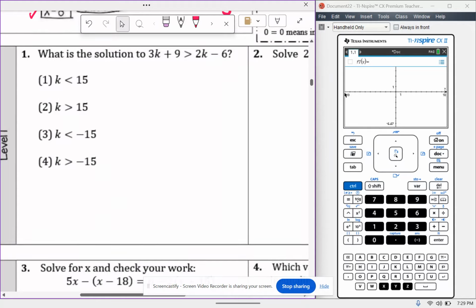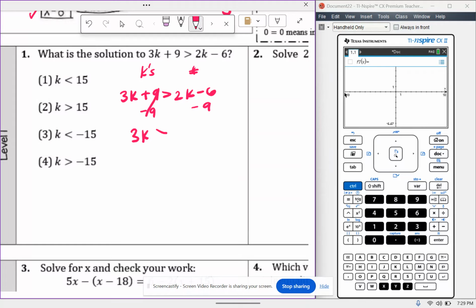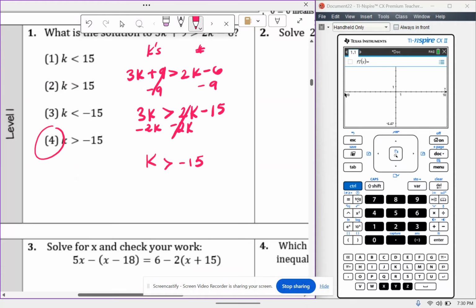Okay. So what is the solution to 3k plus 9 is greater than 2k minus 6? So let's go ahead and solve this by hand. I'm going to want to sort so I get all the variables, or k's in this case, on the left and all the numbers on the right. Okay, so I'm going to subtract 9 from both sides. Then I'm going to move the 2k over to be with the other k. And I'm left with k is greater than -15. So my answer is choice 4.